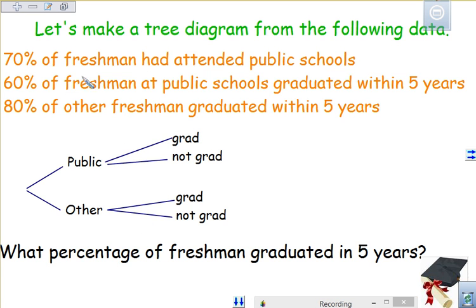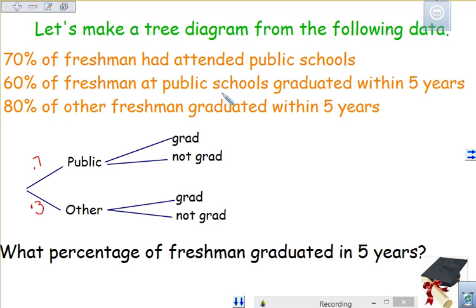So then what I want to do is add my percentages. So 70% of freshmen attended public school. So that means that 30% attended a private school. So we are talking about college freshmen picking either a public or a private school. So a public school would be government funded, whereas private would be something like Concordia.